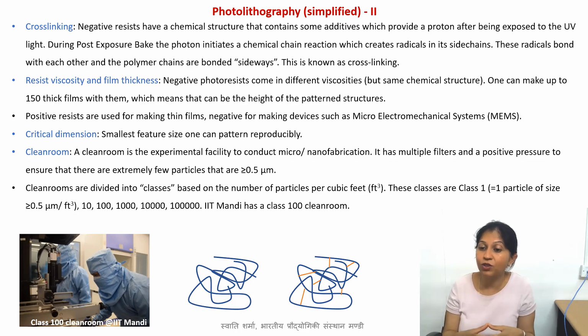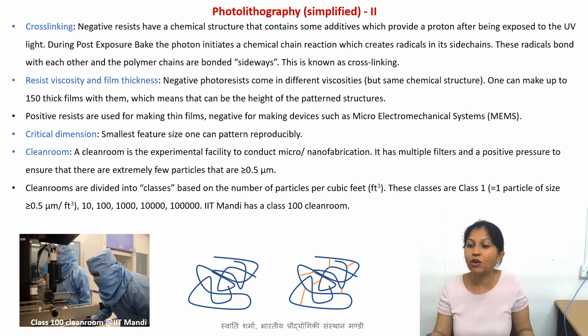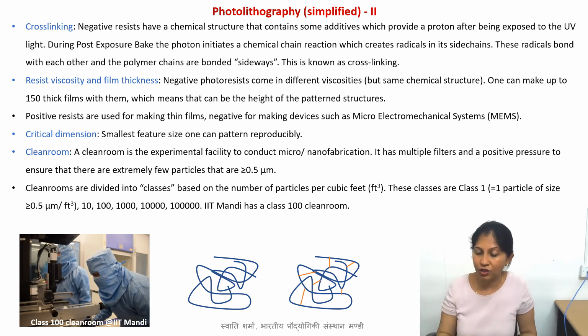Class 10 clean rooms you will only find in companies where they are fabricating chips for computers and so on, because those are extremely expensive. Most of the class 1 and class 10 clean rooms are actually human free. So all the machines, everything is automated and the machines are doing the job. So those cannot be used for research purposes or student learning purposes anyway.